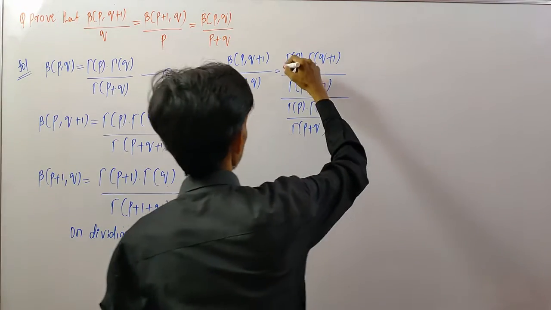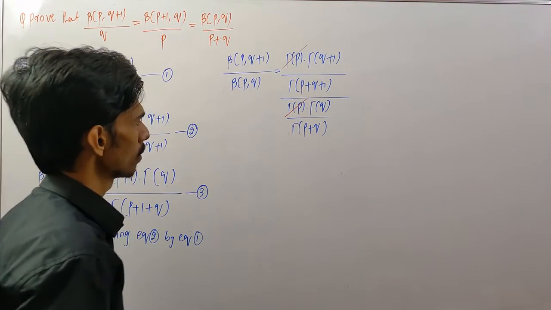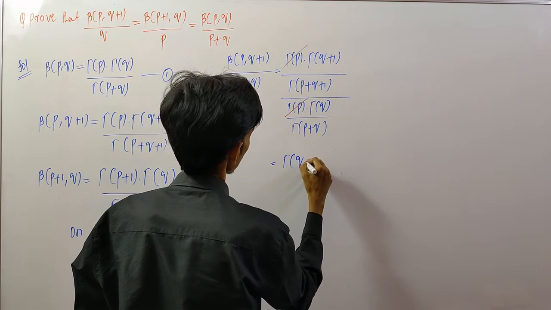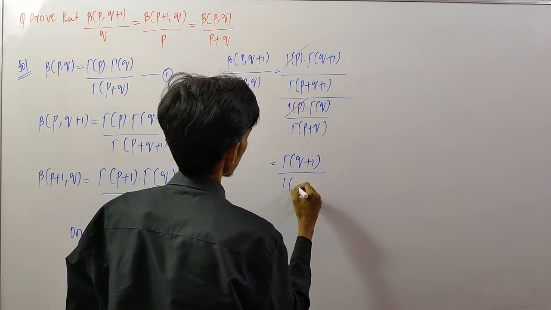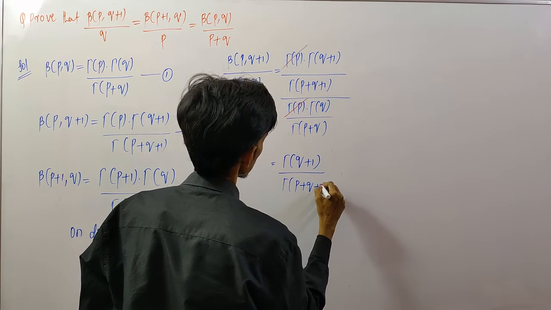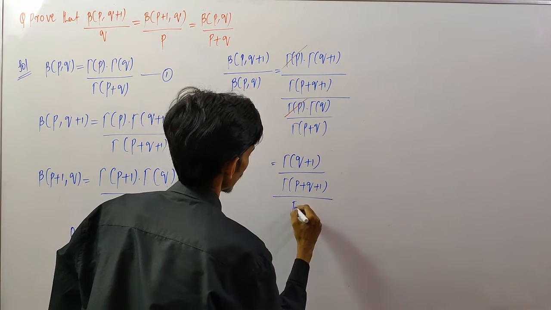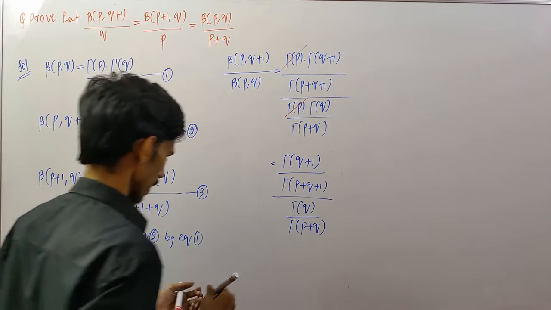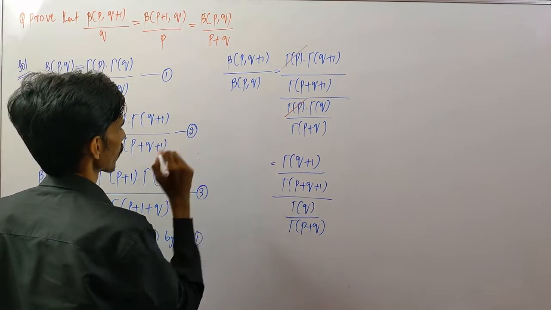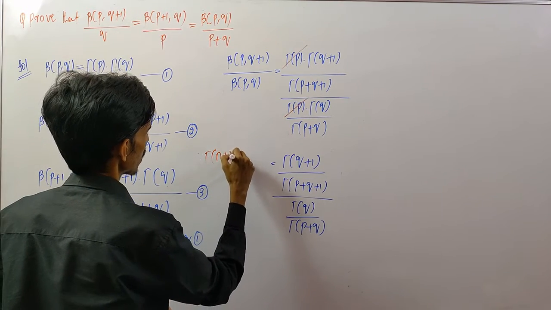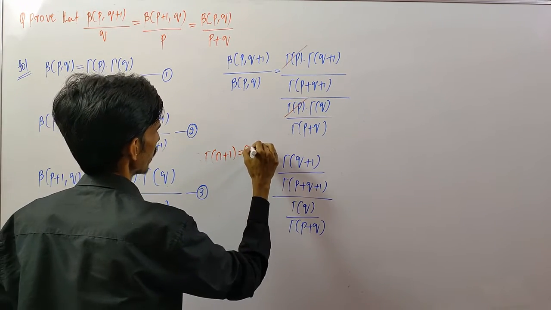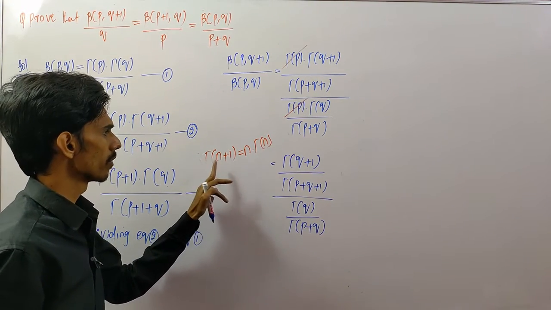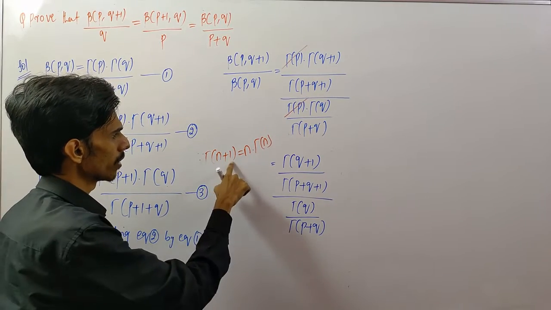Now here we have gamma p, these two will get cancelled. We have gamma of q plus 1 divided by gamma of p plus q plus 1, divided by gamma q divided by gamma p plus q. We know that gamma of n plus 1 can be written as n into gamma n. We leave this value 1, we write down n gamma of n, leaving this 1.